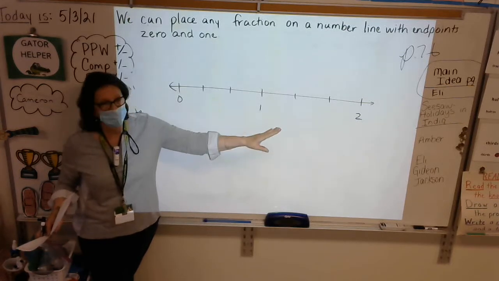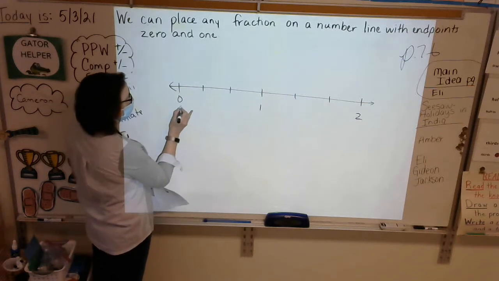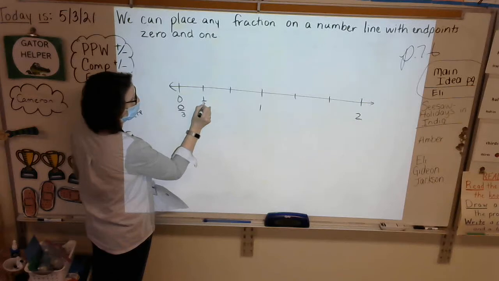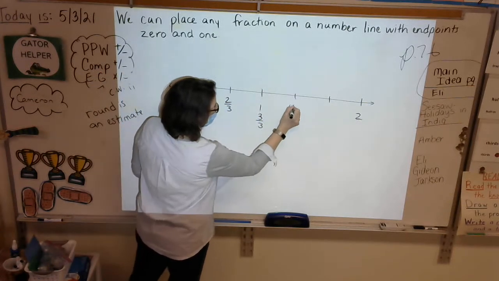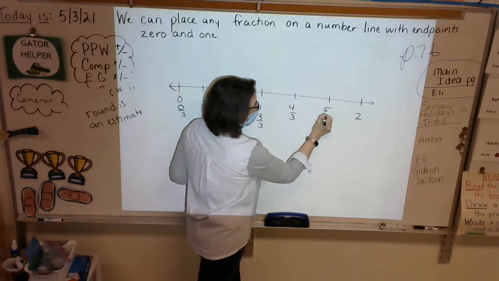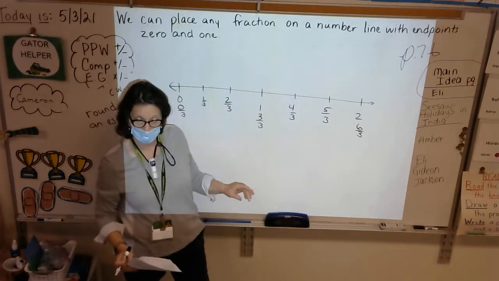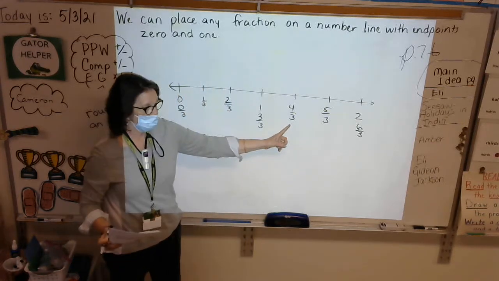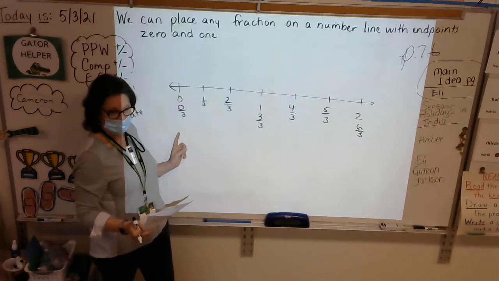We're going to count at the end of the number line, and then we're going to count backwards too. So here we've counted how many thirds, boys and girls? 0 thirds. 1 third. 2 thirds, 3 thirds, 4 thirds, 5 thirds, 6 thirds. Very good, 6 thirds. Now let's count backwards. Ready? We're going to start at 6 thirds. 6/3, 5/3, 4/3, 3/3, 2/3, 1/3, 0.